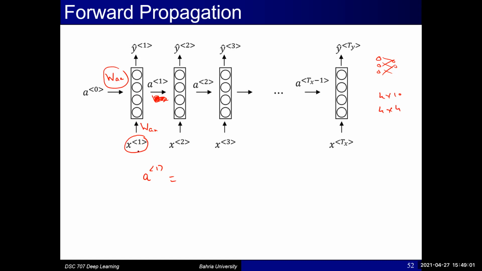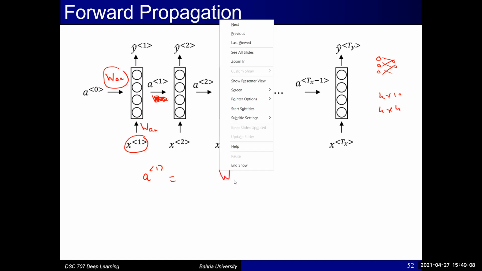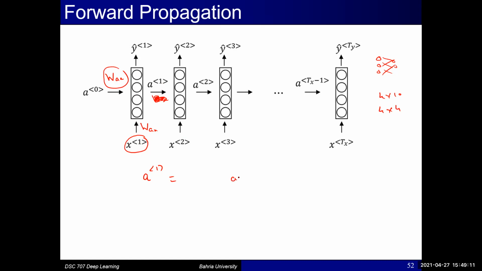Now, how is A1 computed? Input is multiplied by the input matrix, so WAX is multiplied by X1. Okay, so we are done with this part. Then another thing is coming into this hidden layer from the left side. What is happening? A0 is multiplied with WA. So this weight matrix is multiplied with A0.